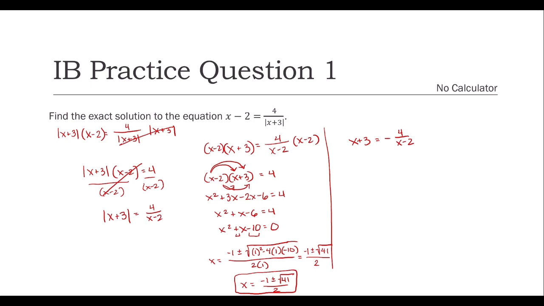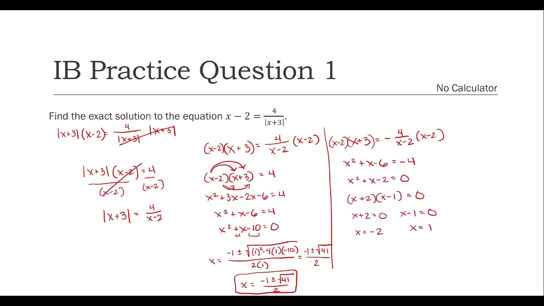And then for our second part of solving it, we can multiply this side by x minus 2. So we have our x minus 2 times our x plus 3 again. So that'll give us our x squared plus x minus 6 equals negative 4 this time. So we'll add 4 to both sides. So we get x squared plus x minus 2 equals 0. And this one can factor to x plus 2, x minus 1 equals 0. Because 2 times negative 1 is negative 2, and 2 minus 1 is positive 1. So x plus 2 could equal 0, or x minus 1 could equal 0. So x could be negative 2 or 1. So these are all of our possible solutions for x.